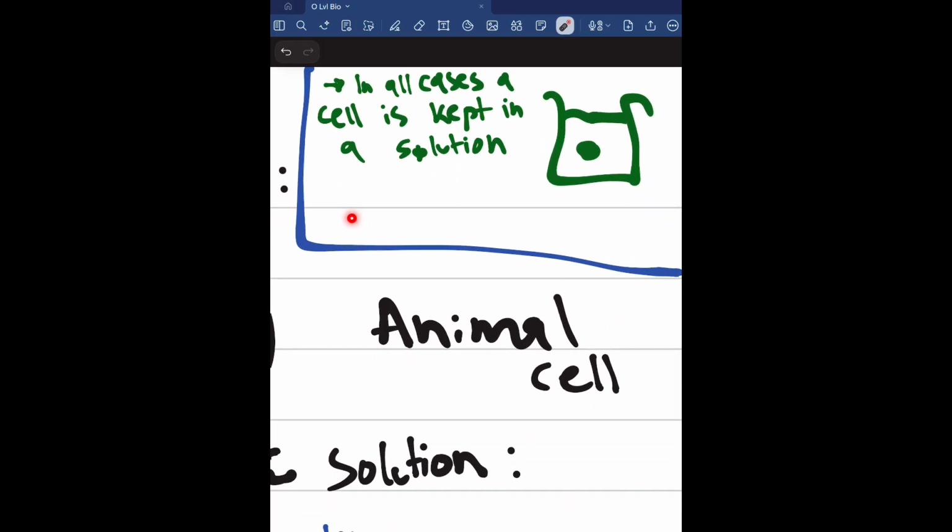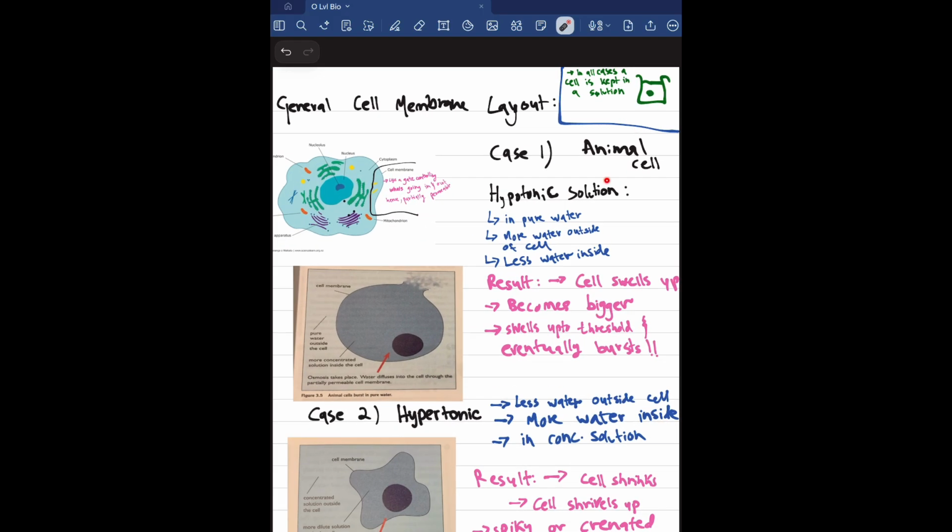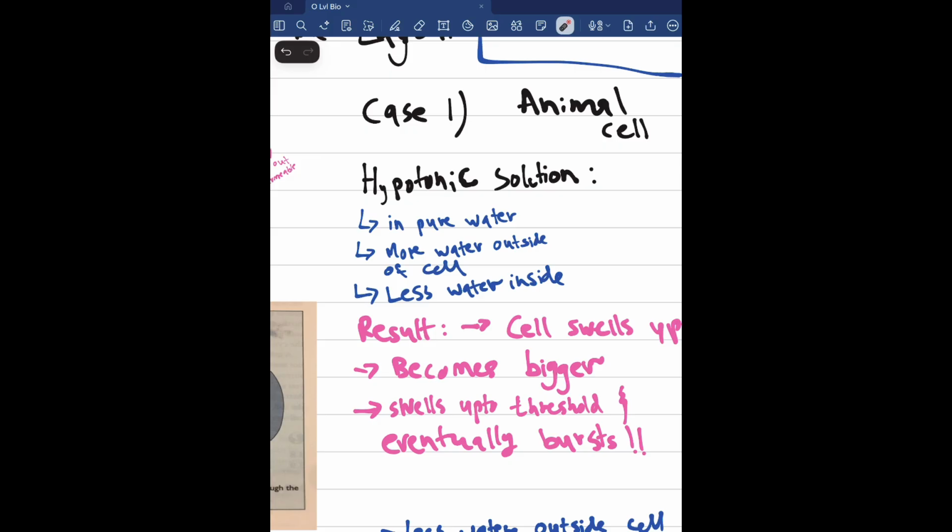The cases that I'm going to discuss, you have to understand one thing, that in all the cases, a cell is kept in a solution. Just imagine this is a beaker, and inside it a single cell, which is not really possible because of course the cells are really small, but let's suppose we put a single cell inside a beaker in an XYZ solution. Okay, so we have a lot of cases.